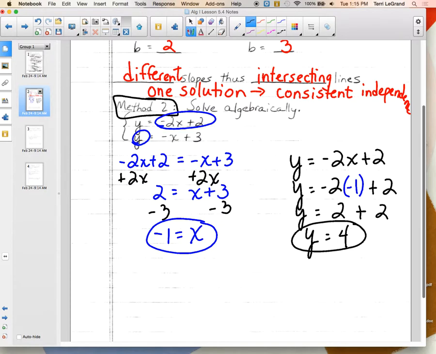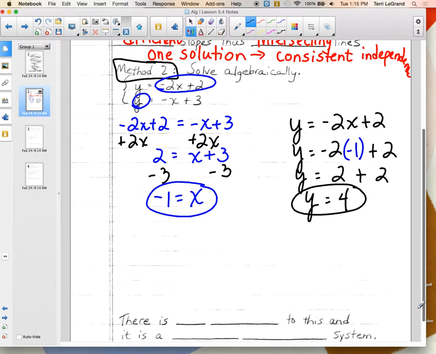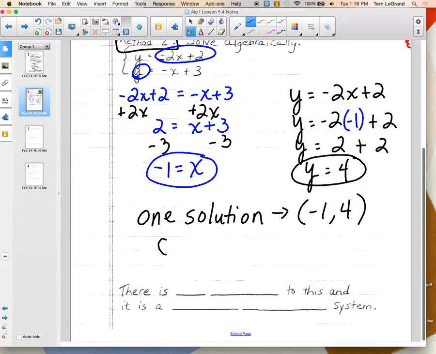Y equals 4. So by using method 2 and using the algebraic method to solve it, we found out there is one solution, and what is it? This time we can actually state what it is. What is it? -1, 4. Negative 1, 4, which then tells us it's what kind of a system? Consistent, independent. Okay, consistent, independent.